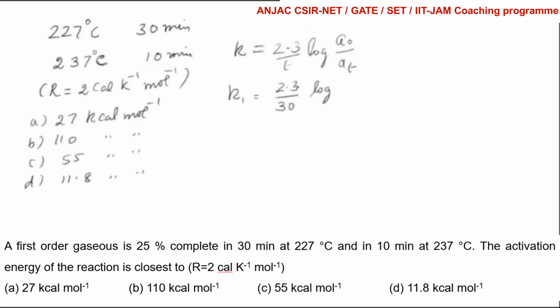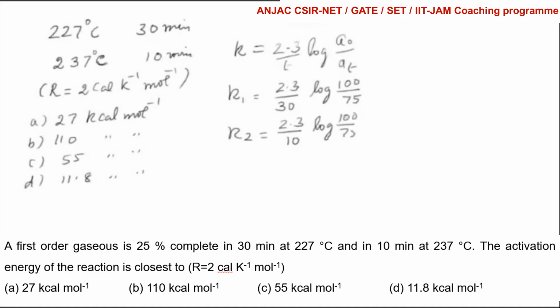And the percentage is given, therefore you can put this as 100% here. And the reaction completed is 25%. Therefore, what is left is 75%. This is K1. Similarly, you should work out K2. K2 is the rate constant at another temperature, for which 10 minutes is taken for the same 25% completion. Therefore, it is 100 by 75.